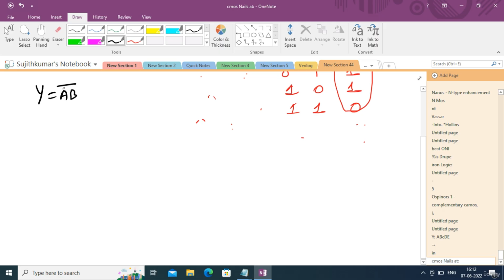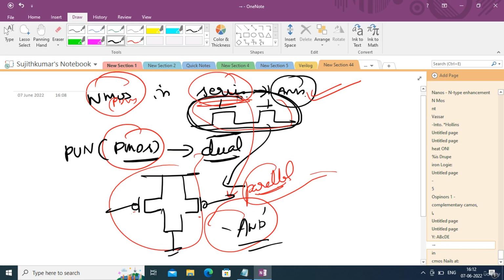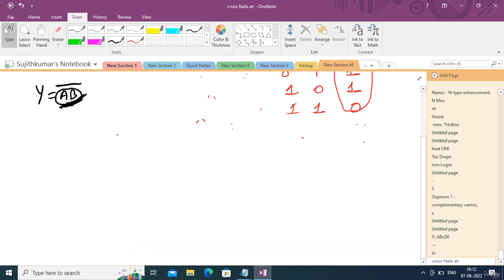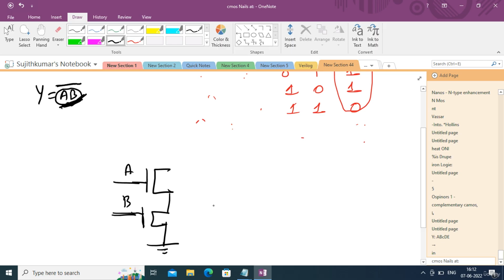First you design the pull down network. I told you when two inputs are there, they are in an AND operation, and the whole is complemented. So first of all, let me implement the AND operation by connecting two NMOS transistors in series. When you connect two NMOS transistors in series, that will create the AND operation. I connect them like this, to ground, and this will become A and this will become B. This is the pull down network, which contains only NMOS transistors.